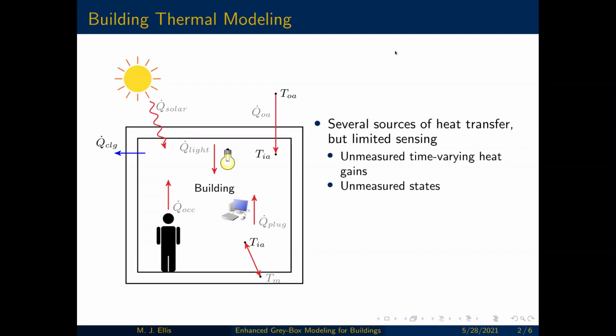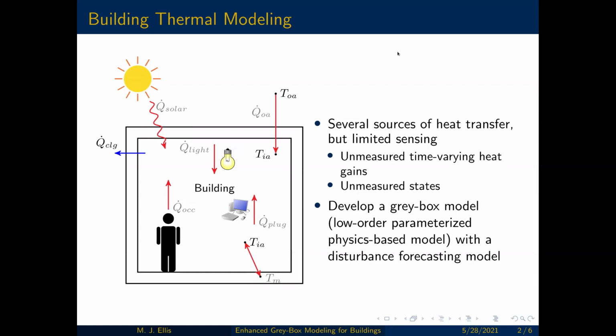Control-oriented modeling of buildings is notoriously challenging because of several sources of heat transfer, but overall limited sensing. On the figure to the left, you'll see several unmeasured time-varying heat gains on a building space, as well as unmeasured states associated with the building mass thermodynamics. In this work, we develop a gray box model with an integrated disturbance forecasting model.